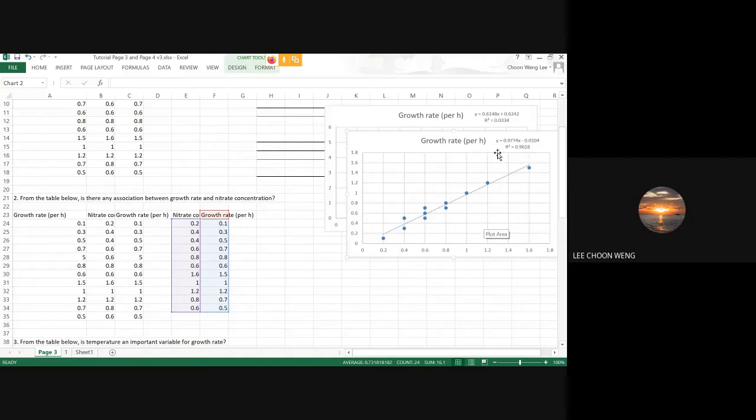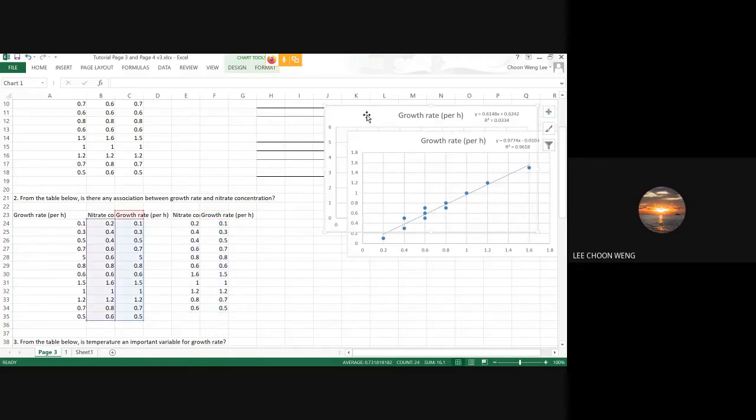So R squared, the correlation index, for example is 0.96. So if you write it in a sentence, you can say that 96% of the variation in growth rate can be explained by the nitrate concentration. Okay, so that's how you can write a sentence using correlation index. So 96% of the variation in growth rate can be explained by the nitrate concentration.